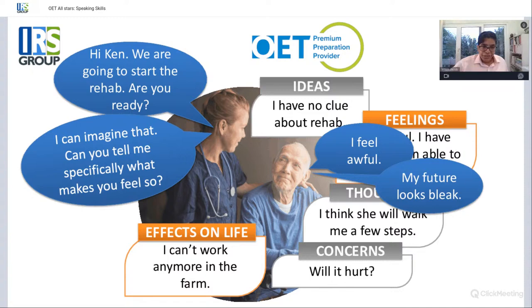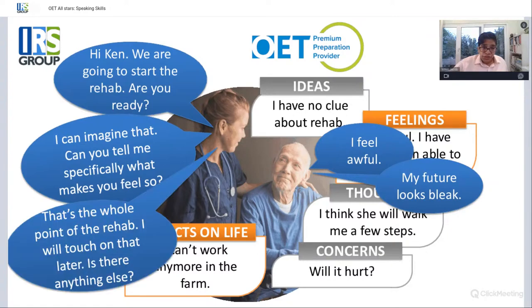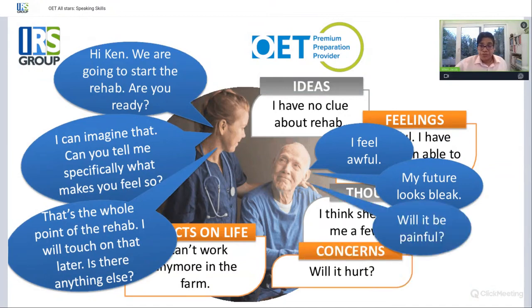So here we go further. And Ken says his future looks bleak. So that's his response. And it's not something that can be brushed under the carpet. Now, the nurse says, that's the whole point of the rehab. I'll touch on that later. Is there anything else? So she's hinting that rehab will improve his situation. And if he thinks it's going to be bleak, rehab is something that's going to turn it around.